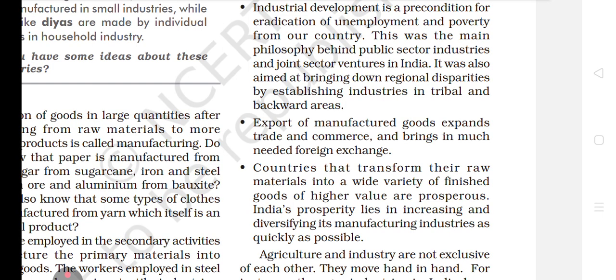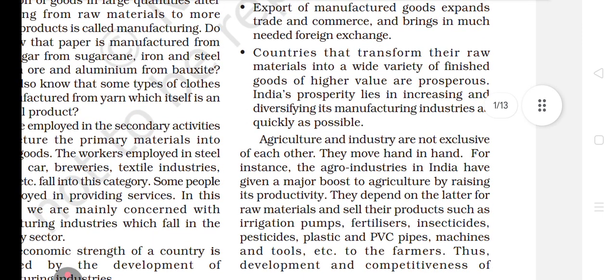It was also aimed at bringing down regional disparities. Very important. Regional disparities by establishing industries in tribal and backward regions. Regional disparities will also come down because of this, because people from tribal and backward areas will also get employment in these industrial areas. Okay, so you can see in one paragraph only two points are given. So if you consider only these two paragraphs, you will find 4 points. Just break the points into two parts. I'll tell you how to break it.